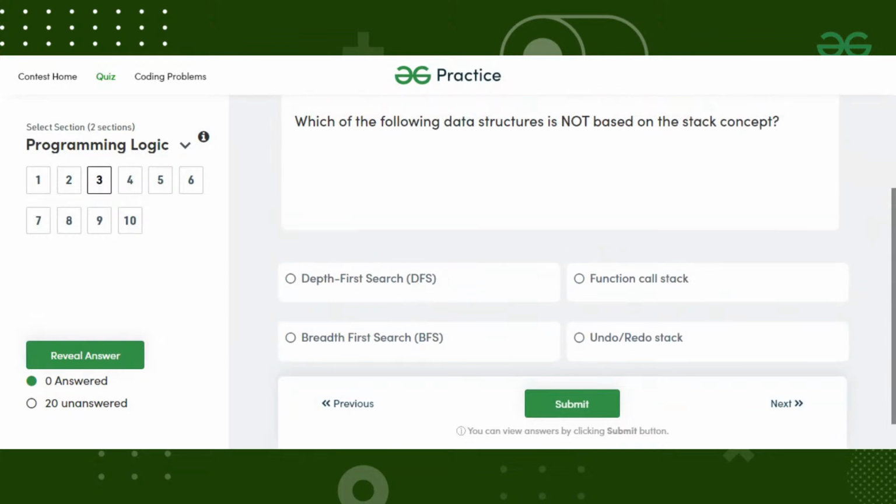Next, which of the following data structures is not based on the stack concept? So in DFS, we always have a stack, right? In function call stack, it is already mentioned that it is using a stack. Undo redo uses a stack, but breadth first search is something that uses a queue, right? It does not use a stack. So that is the answer to this question.